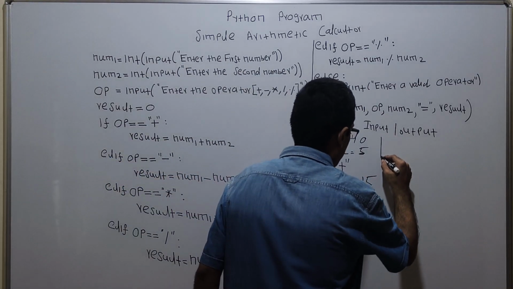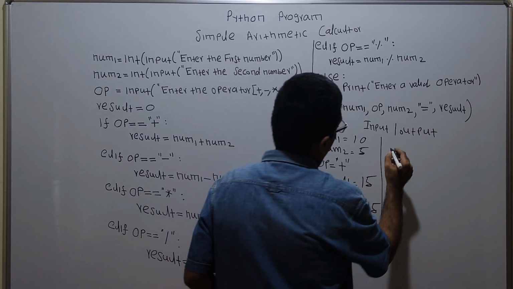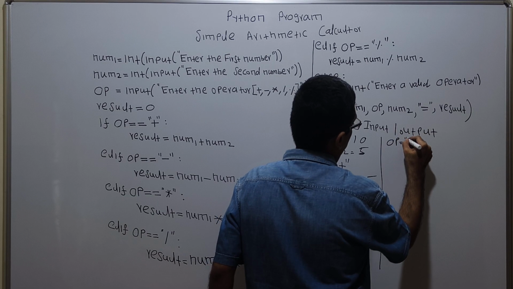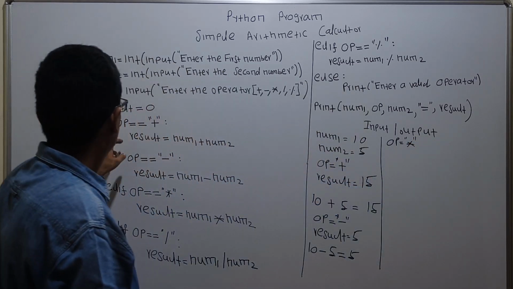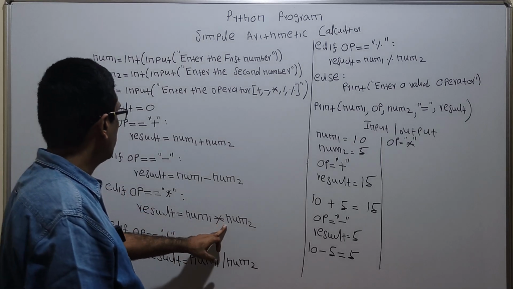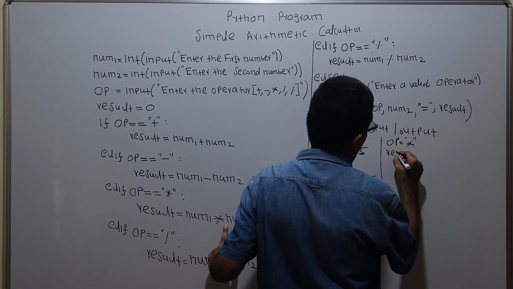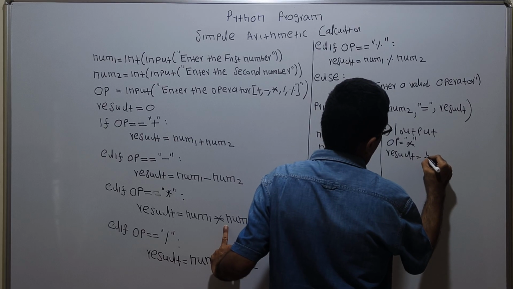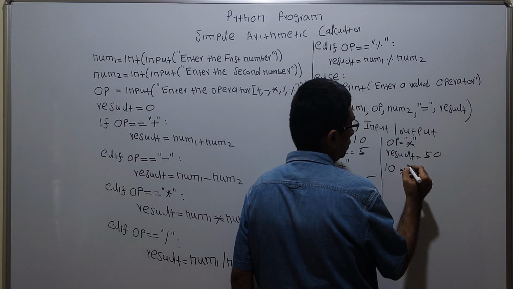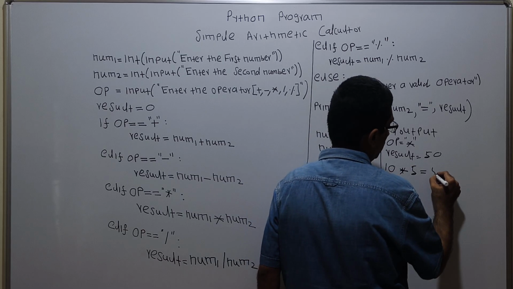I am taking some other scenario. My num1 and num2 are the same, 10 and 5. Operator I am giving star. So in this case, what will happen? This condition is false. This is also false. This elif is true. Result equal to num1 star num2. That means 10 into 5 equal to 50. So result equal to 50. My result is num1 10, operator star, num2 5, equal to symbol as a string, result 50.